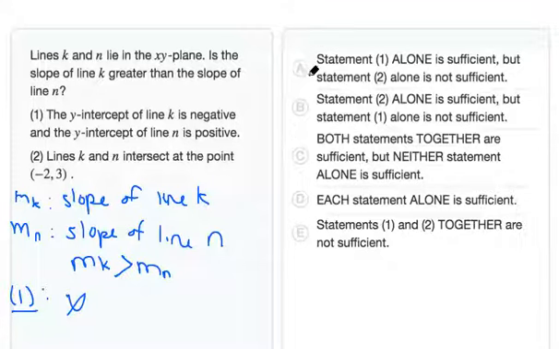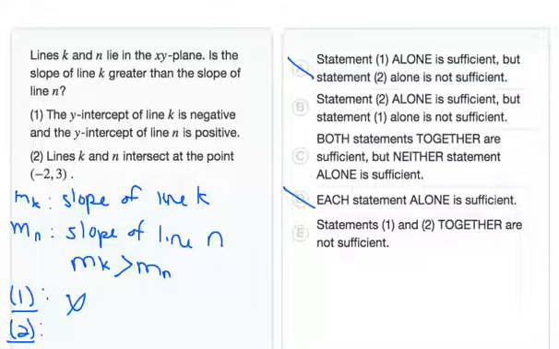We can eliminate answer choice A and answer choice D, leaving us with B, C, or E as our final answer choices. Let's take a look at statement 2 and see whether this statement alone will be sufficient.